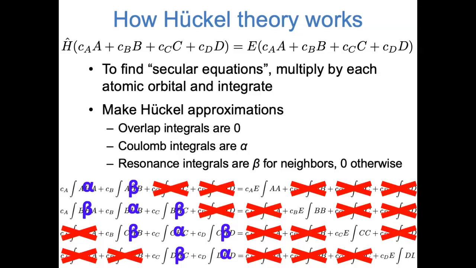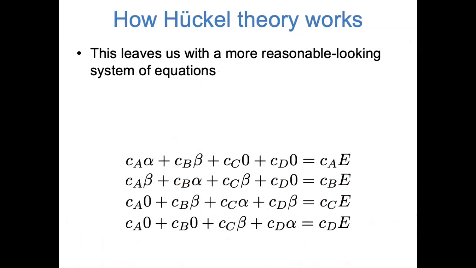And finally, the only integrals that we haven't talked about yet are the ones on the right side of these equations, the integral of a squared, the integral of b squared, etc. And those are just normalization integrals. So if we assume that our atomic orbitals are normalized, we can say that all of those are equal to 1. So now we've taken this system of equations, and rather than having a bunch of integrals that are difficult to calculate, we've made some big approximations and assigned numbers to all of them. This leaves us with a pretty reasonable looking system of equations, and while it would still be annoying to solve them by hand, you can imagine that a computer could solve these pretty easily.